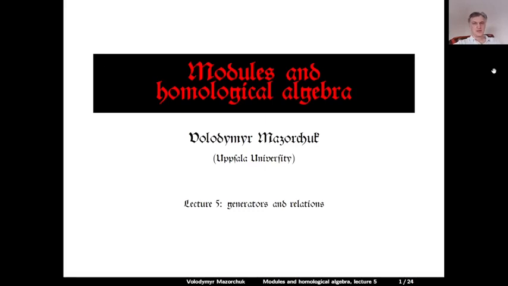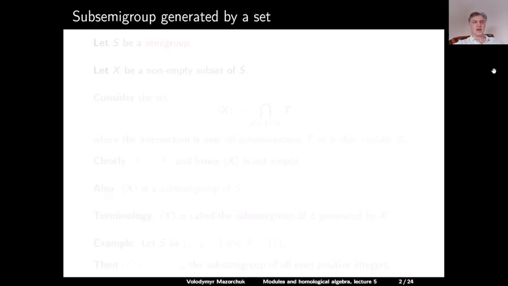Modules and Homological Algebra, Lecture 5, Generators and Relations. Let us start with this notion in relation to semigroups. We start with the notion of generators for a semigroup.